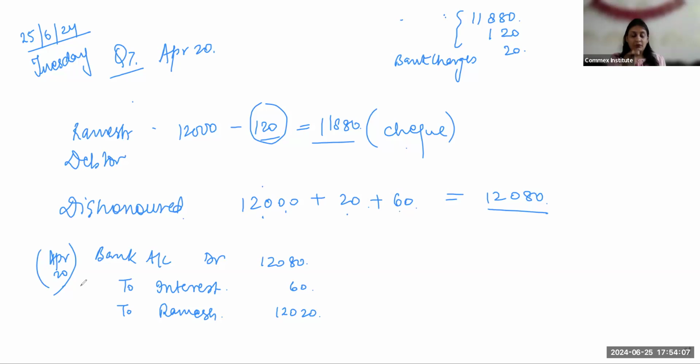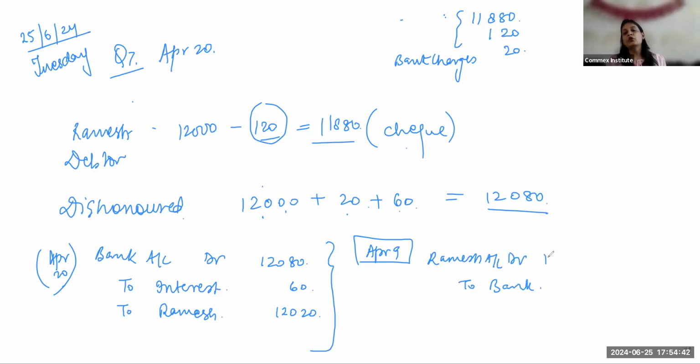Now what you have to give is the entry for April 9. Look at the April 9 entry. That we'll have to give as Ramesh account debit to whatever entry you have written. Now please just see whether this entry was the same or not. This is the correct entry. Because once they have given us this information, we came to know that the bank charges we are going to ultimately charge from him. Okay. So Ramesh account debit, to bank, and to discount allowed.